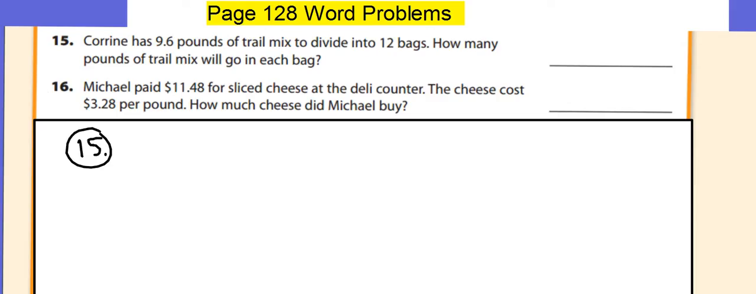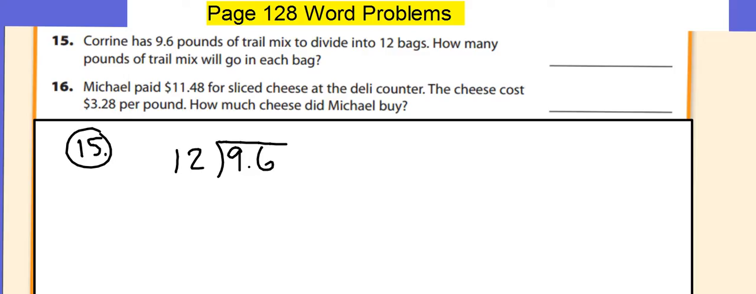Number 15 reads, Corinne has 9 6/10 pounds of trail mix to divide into 12 bags. How many pounds of trail mix will go into each bag? Now, if you're unclear about how to set this up, it tells you to divide the trail mix by the number of bags. So that means to divide 9 6/10 by 12 bags. If you think that through, 12 can't go into 9, so we're going to get an answer of 0 and something.